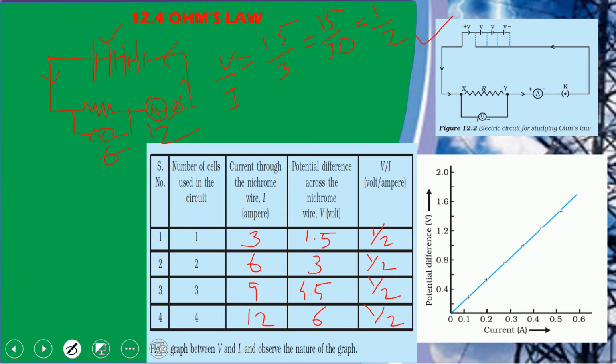Now when we are drawing the graph, you will get a straight line like this. Understand? The same graph, if you want, you can draw in your book.